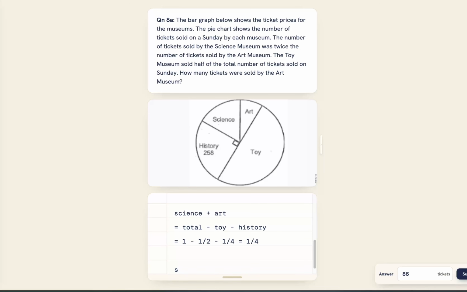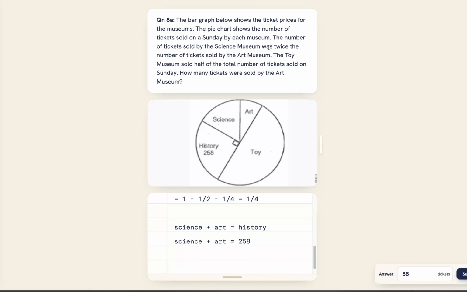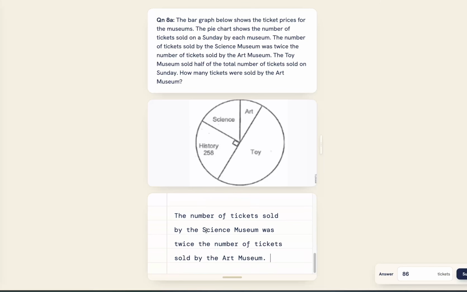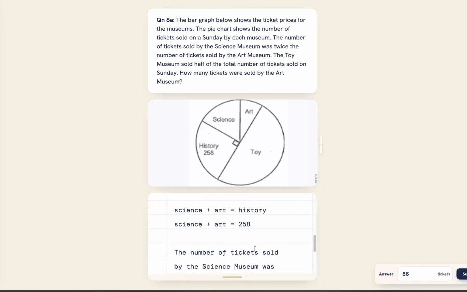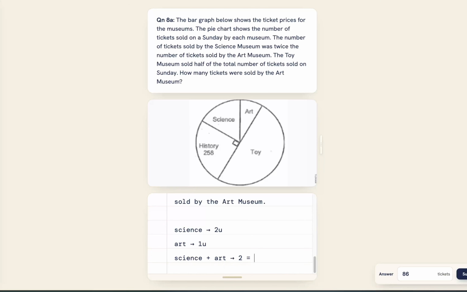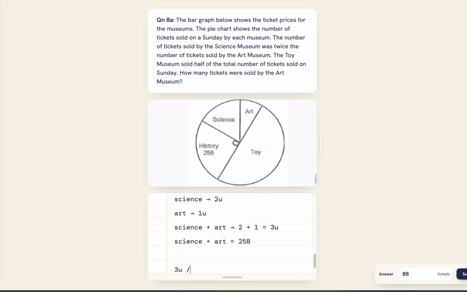So that means science plus art is equal to history, which also means science plus art is equal to 258. Now it says here the number of tickets sold by the Science Museum was twice the number of tickets sold by the Art Museum. So science equals 2 units, art equals 1 unit. Therefore, science plus art is equal to 2 plus 1, that will become 3 units. Since science plus art is 258, that means 3 units equal 258.